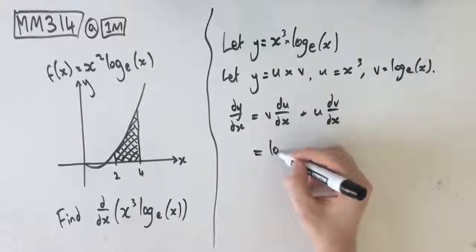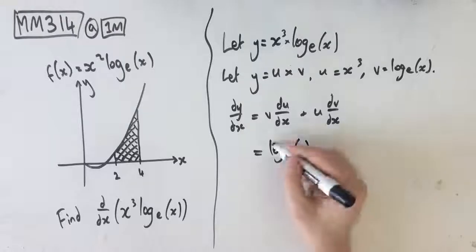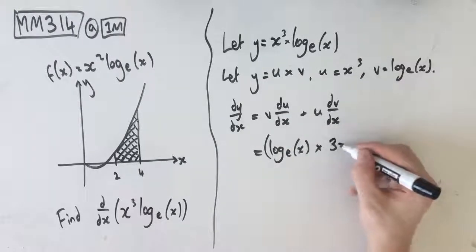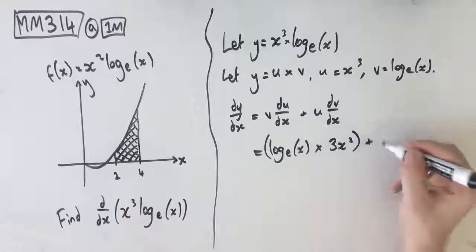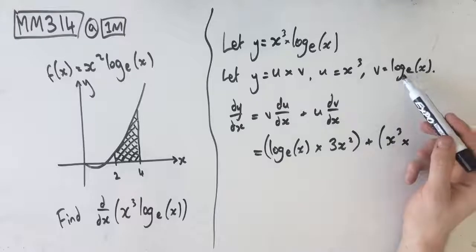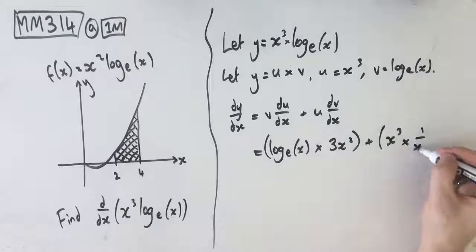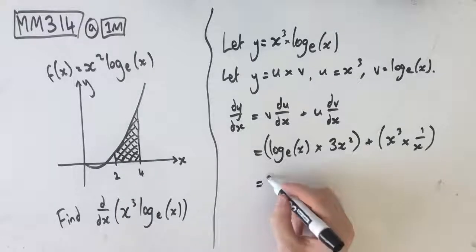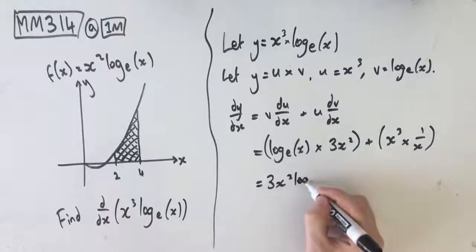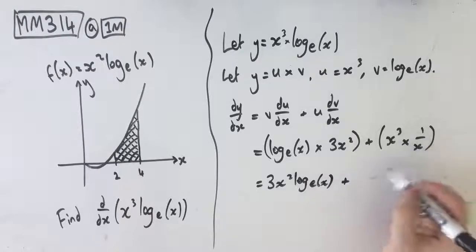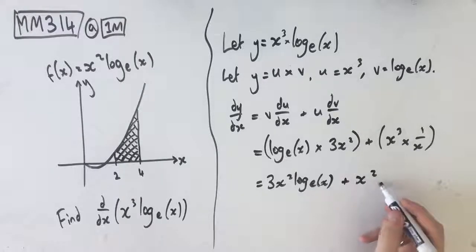Now v is log e of x. du dx is the derivative of x cubed, which is 3x squared, plus u, which is x cubed, times the derivative of v, which is 1 on x. Right, so the derivative of log e of x is 1 on x. So therefore we get 3x squared log e of x plus x cubed over x, which is x squared.